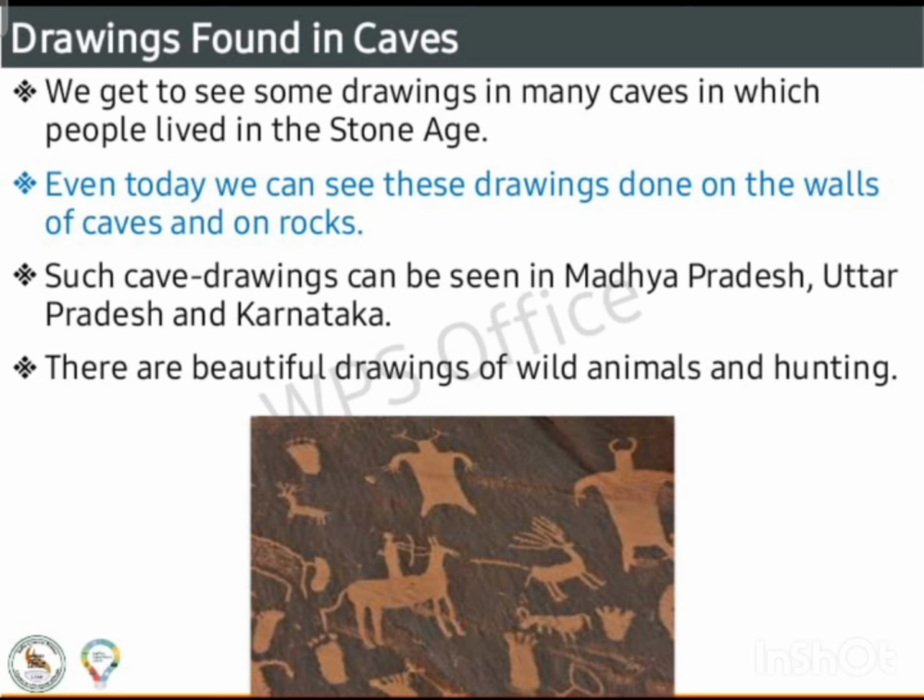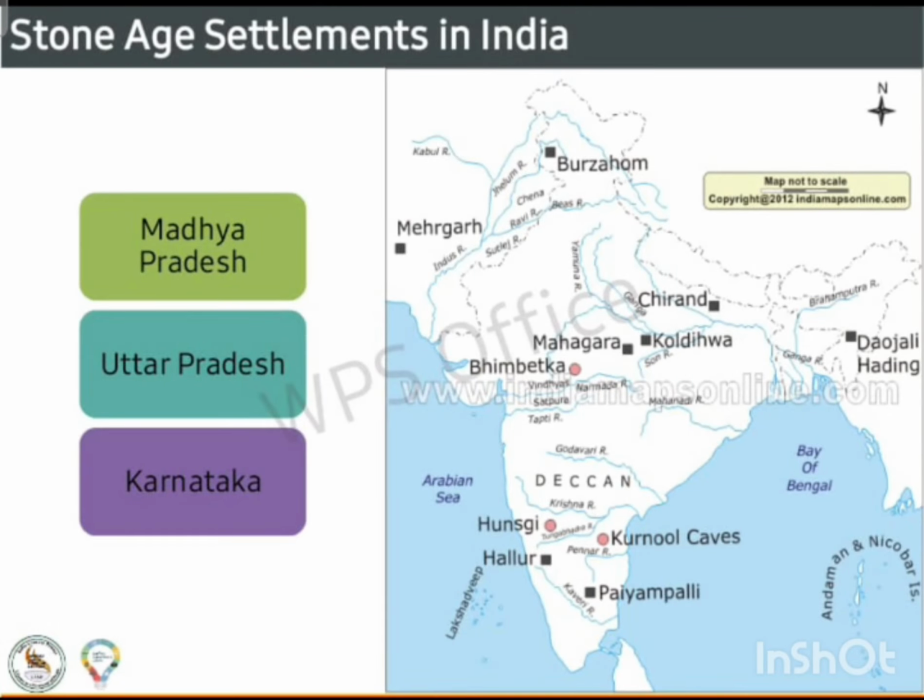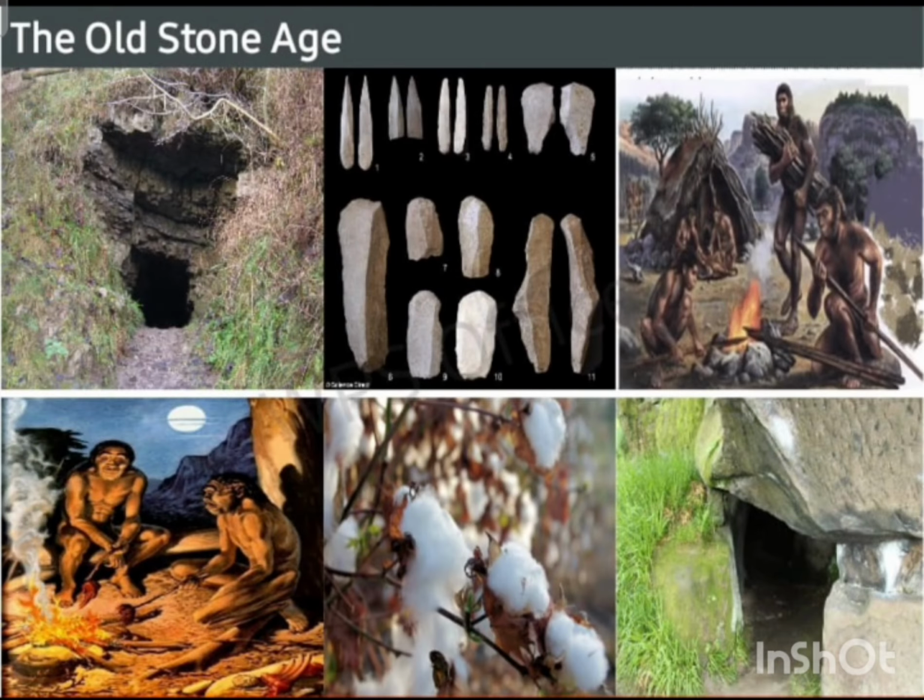Drawings found in caves. We get to see some drawings in many caves in which people lived in the Stone Age. Even today we can see these drawings on the walls of caves and on rocks. Such cave drawings can be seen in Madhya Pradesh, Uttar Pradesh, and Karnataka. They are beautiful drawings of wild animals and hunting.